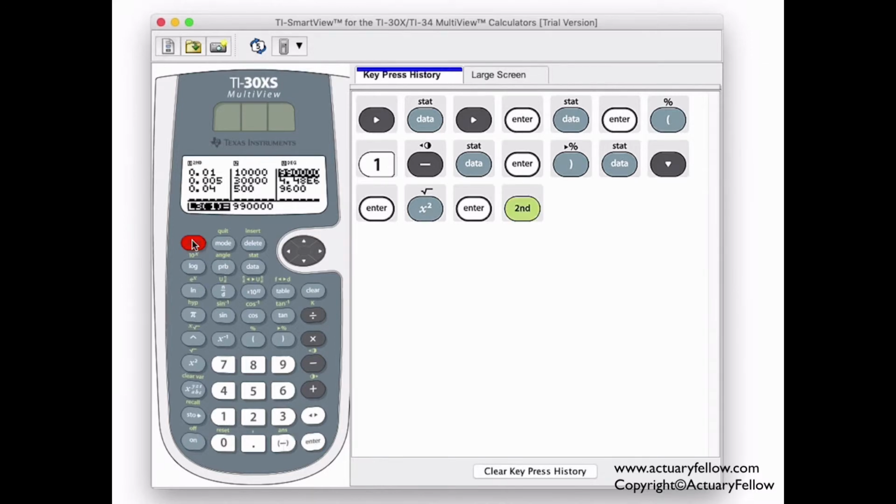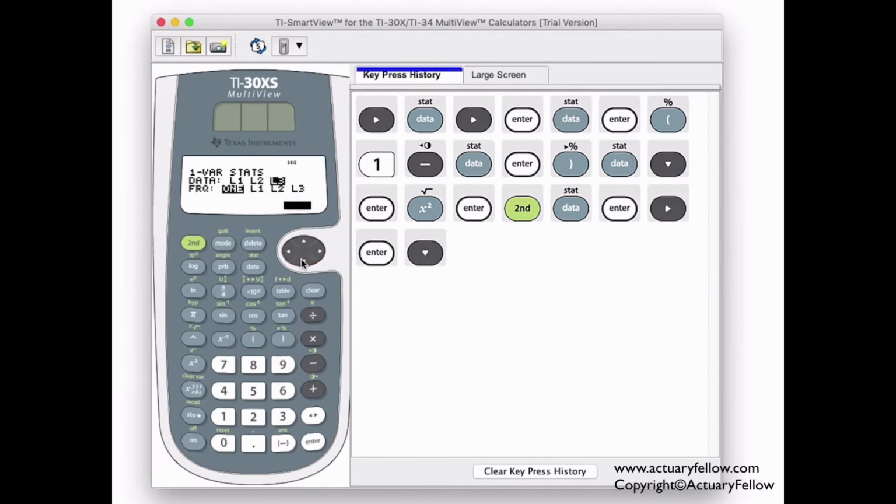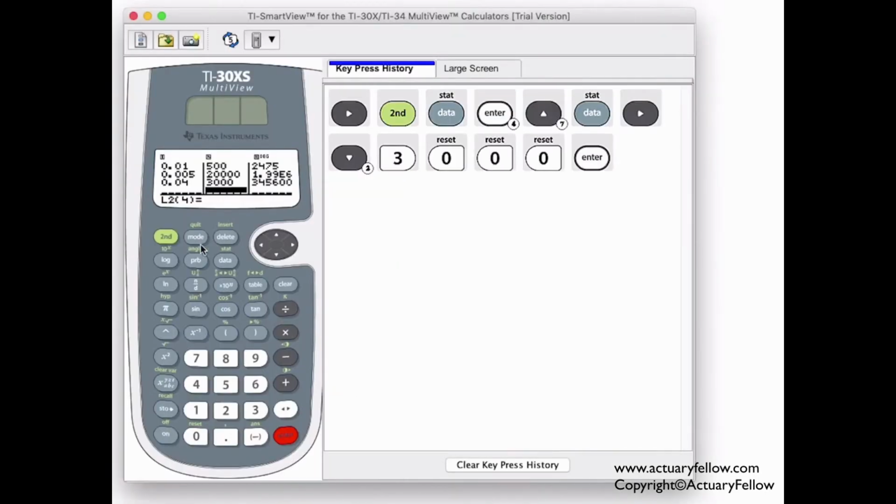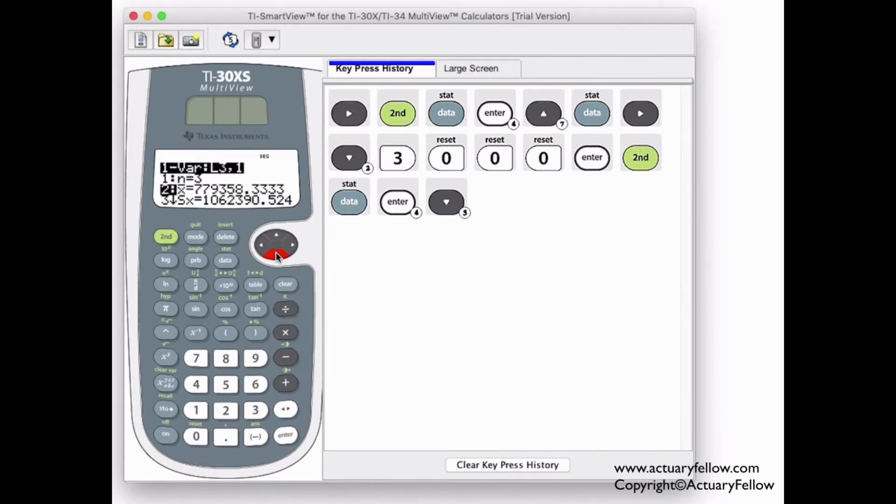Press second and then data, select 1-Var Stats, enter, select L3, select 1, select Calc, press enter. Scroll down to item 5 to get the sum. For policy Y variance, input Y losses in L2 and get the sum. Since the formula is still in L3, we don't need to change anything in L3.